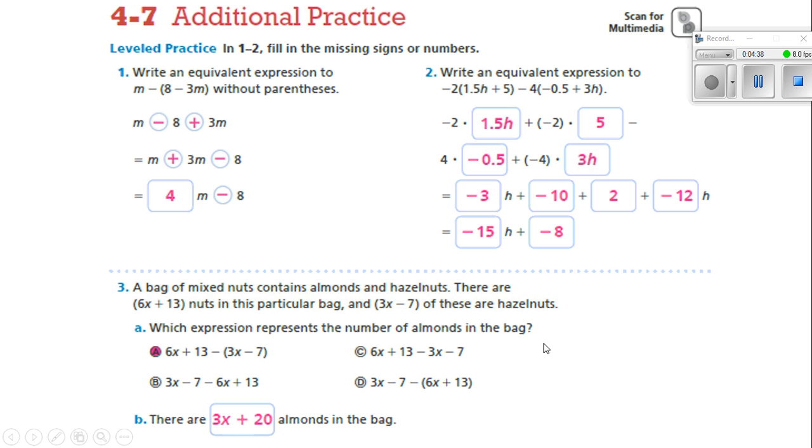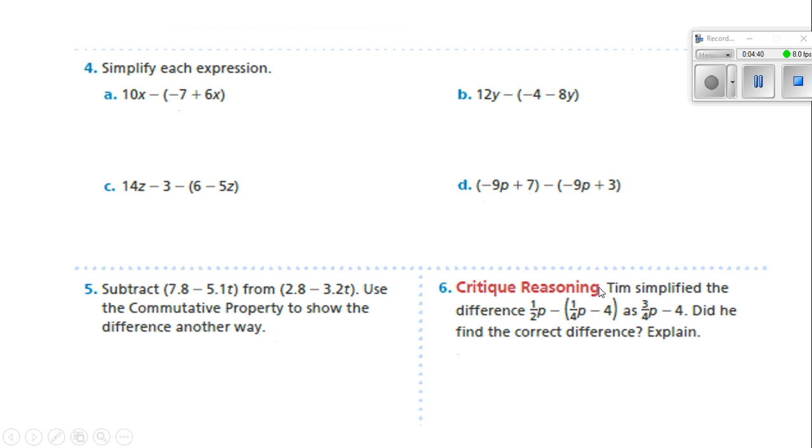All right, let's go on. Next, we see that simplify each expression. If we simplify these, we know this is going to be a negative times a negative, which is a +7, negative times a positive, which is a -6x. So this would be 10x minus 6x, which would be 4x, and 4x plus 7 would be my answer.